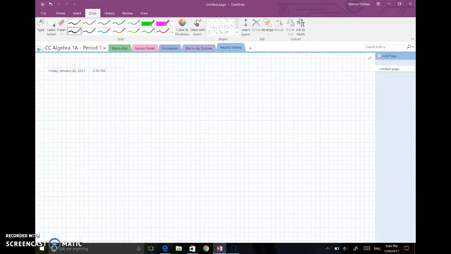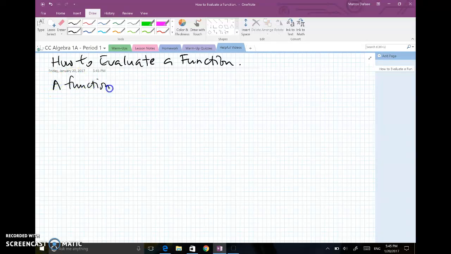So what I'm going to talk about today is how to evaluate a function. So I'll put that as my title: how to evaluate a function. Okay, and I'm going to start by prefacing my examples with just giving you an idea of what a function looks like. So a function can be written as y equals something, or it can be written in a more sophisticated manner.